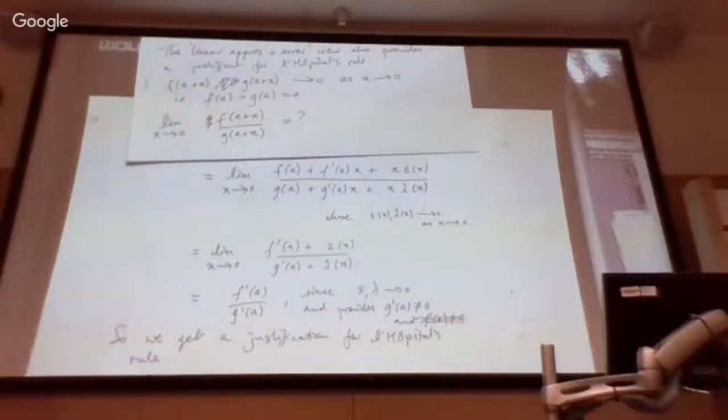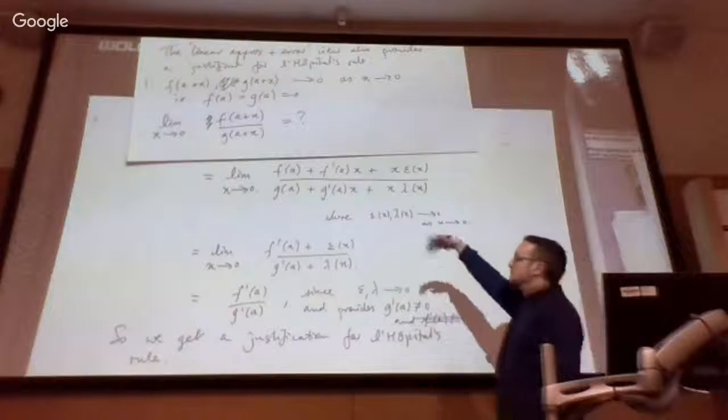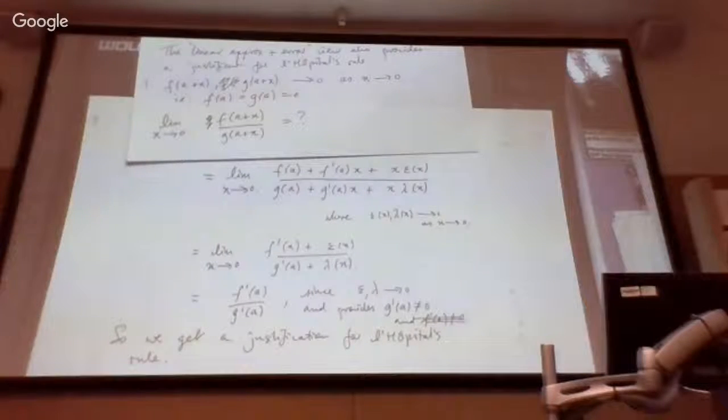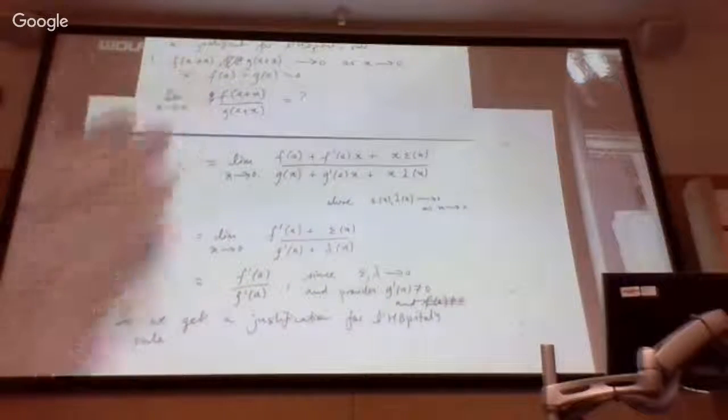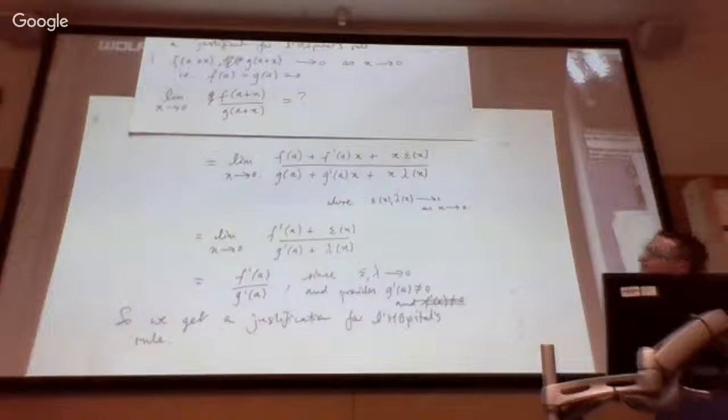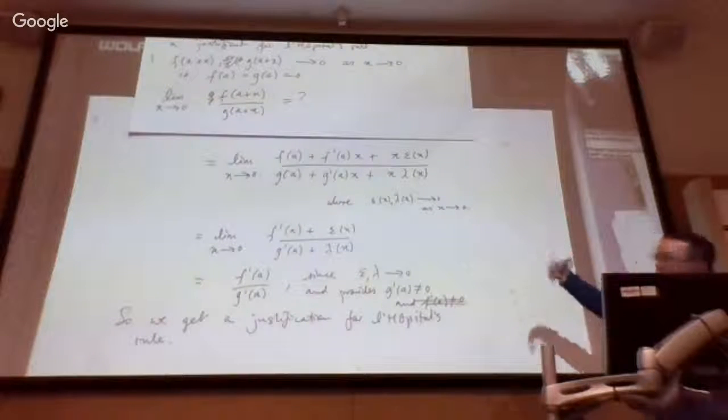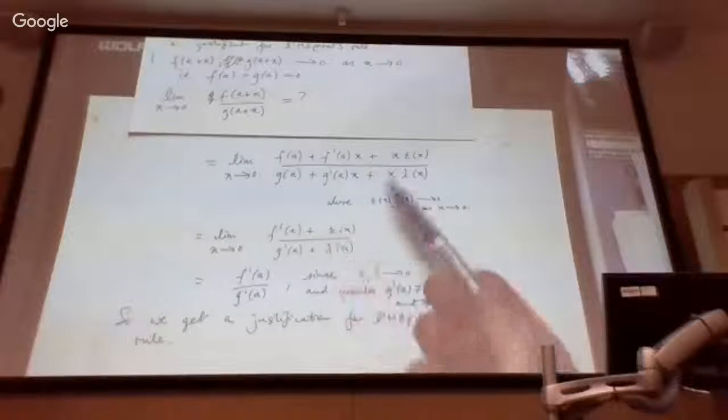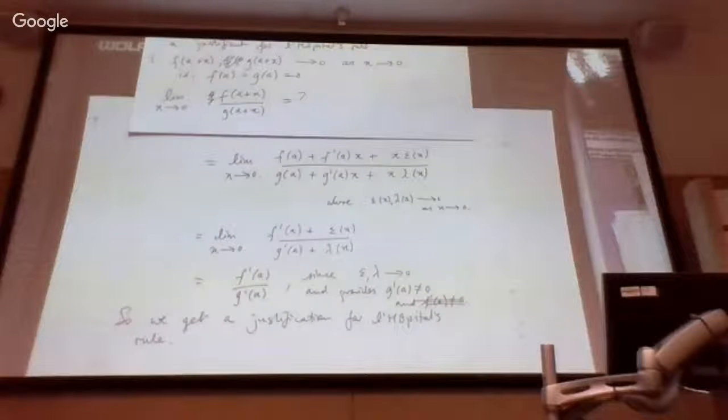rule. The other cases in which it applies, if both the functions converge to infinity at the base point, can be dealt with using some other more detailed techniques. But at least that's another good thing we can extract out of this linear approximation plus error view of the derivative. Okay.